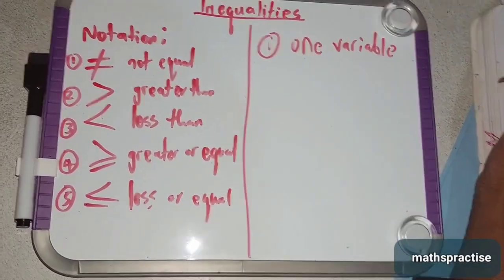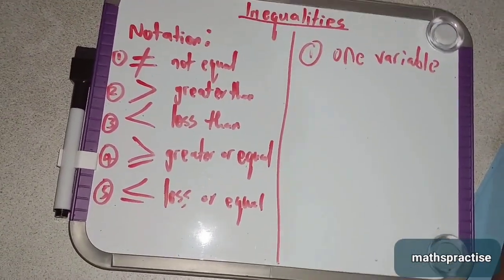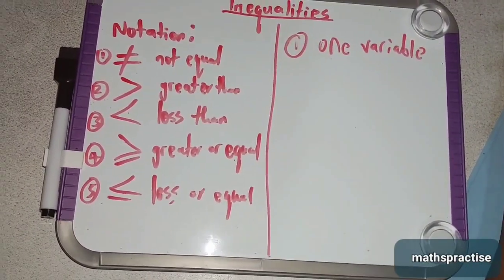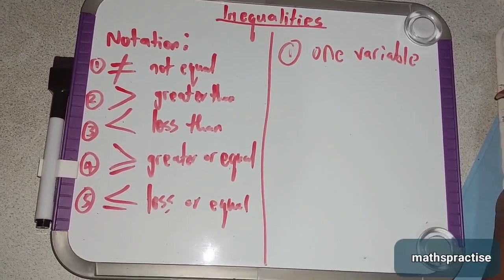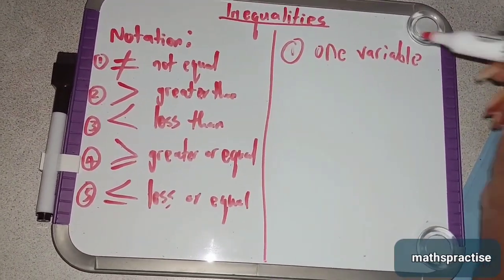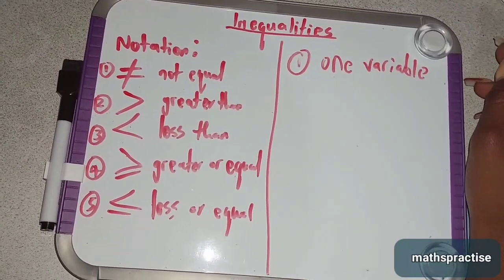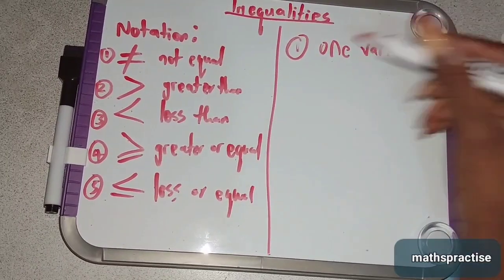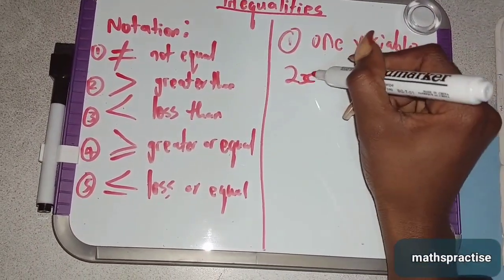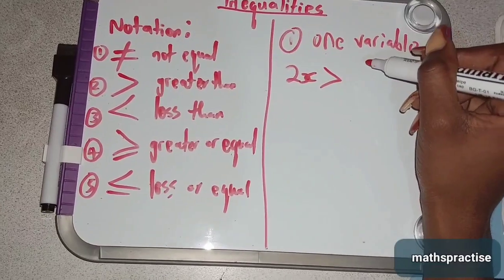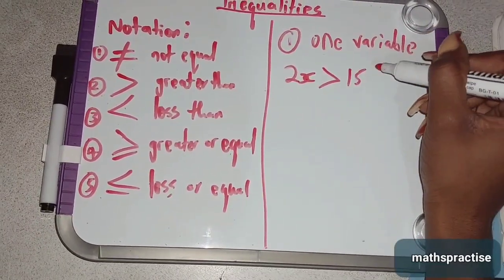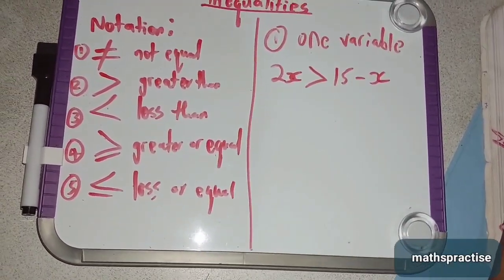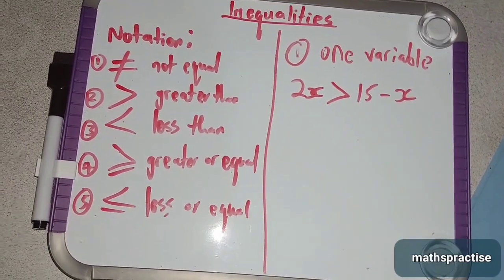An inequality is generally like an equation. If you look at the previous videos, we were looking at equations. So if a linear inequality has one variable, for instance, you can be given something like 2x is greater than 15 minus x. That can be an example for a one variable inequality.